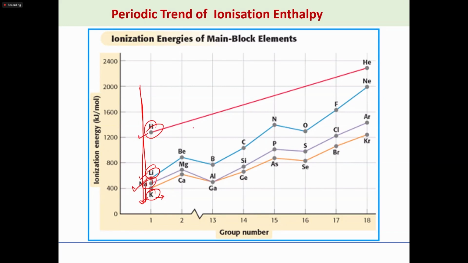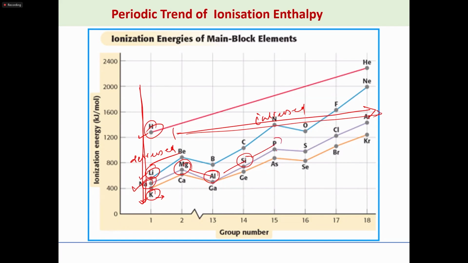Okay. Similarly, if you go from left to right, the ionization enthalpy value increases, and down the group it decreases. So when we go from magnesium to aluminum, then silicon is increased, then phosphorus is increased. So this trend defines that to remove one electron from phosphorus is very difficult compared to silicon and aluminum.